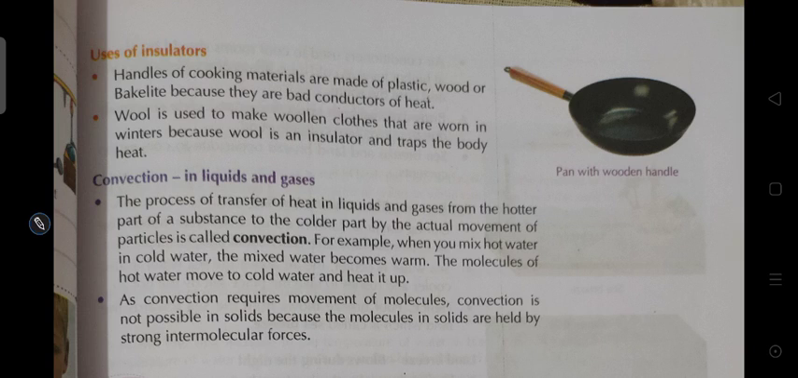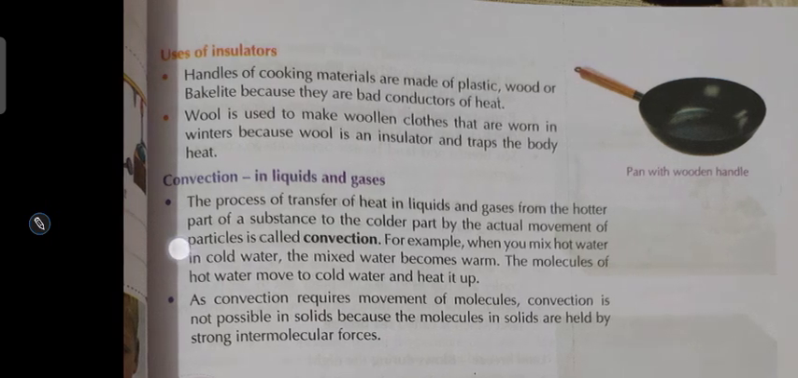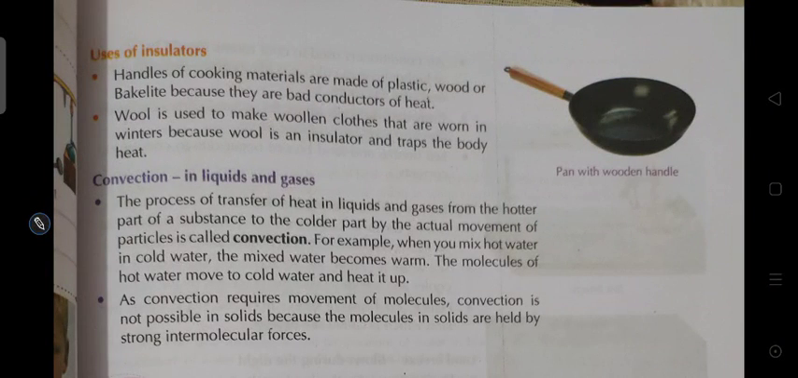For example, when you mix hot water in cold water, the mixed water becomes warm. The molecules of hot water move to the cold water and heat it up. So when heat transfer takes place by the actual movement of particles and molecules, we can say that is called convection.